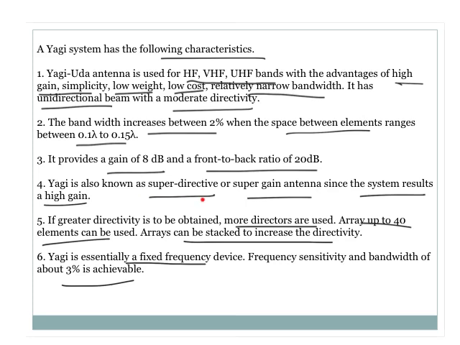Yagi is also known as a super directive or super gain antenna since the system results in high gain. If greater directivity is to be obtained, more directors will be used, and arrays up to 40 elements can be used, and these arrays can be stacked to increase the directivity. Yagi is essentially a fixed frequency device, and a frequency sensitivity and bandwidth of about 3% is achievable.